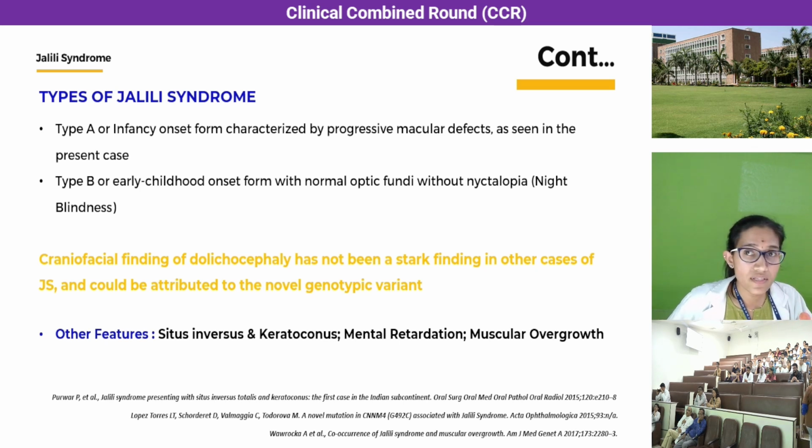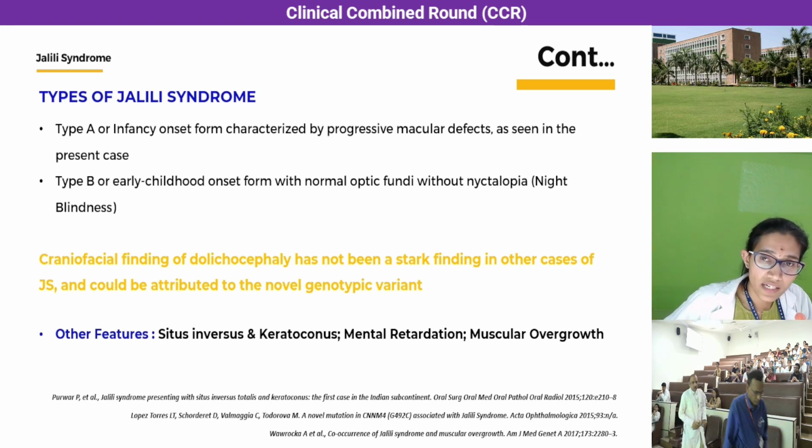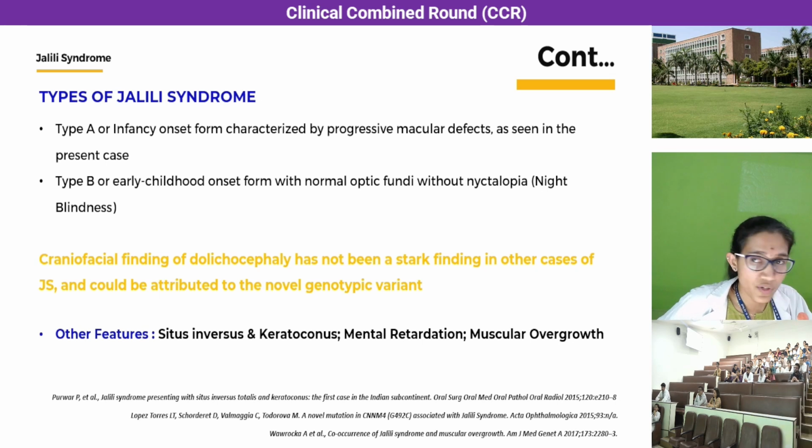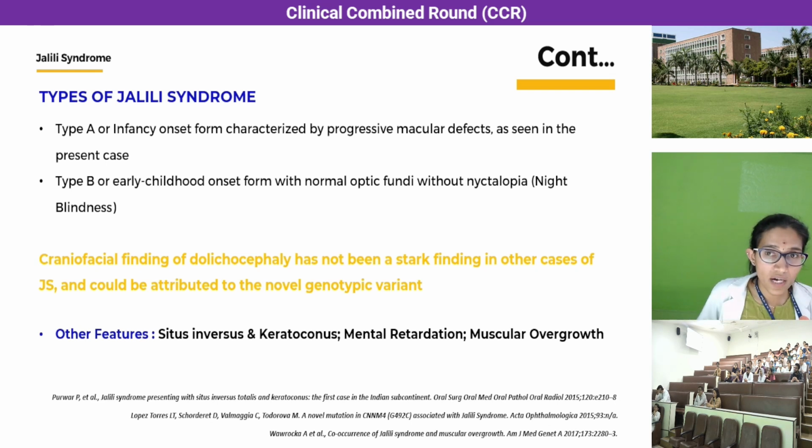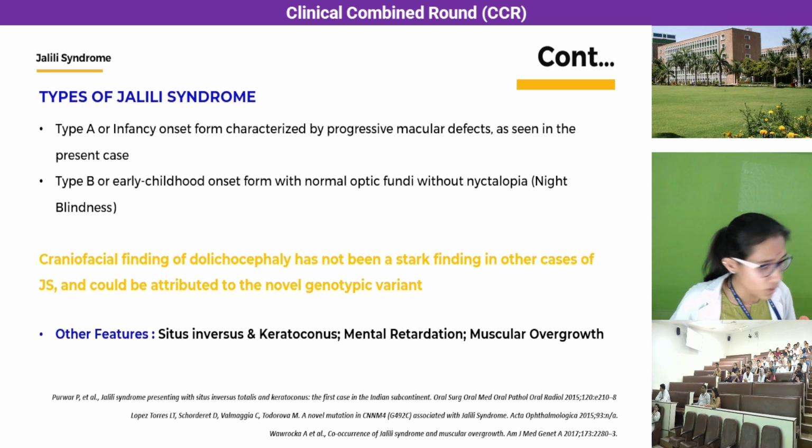The second type is the early childhood onset with normal optic fundi and without nyctalopia. Now this case has a distinctive feature of craniocephaly, which has not been a stark finding in other cases. So this could be attributed to the novel genotypic variants. So in literature, the other features reported along with Jalili syndrome are situs inversus, keratoconus, mental retardation, and muscular overgrowth.